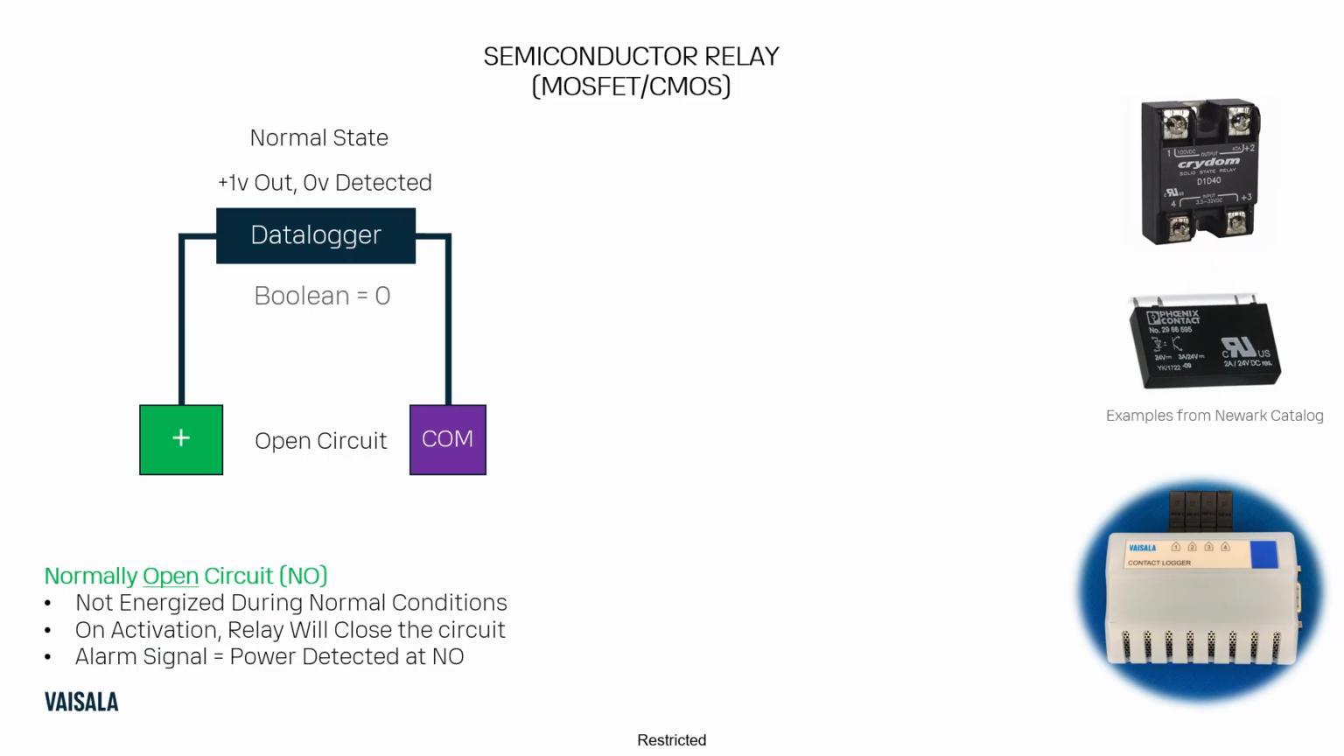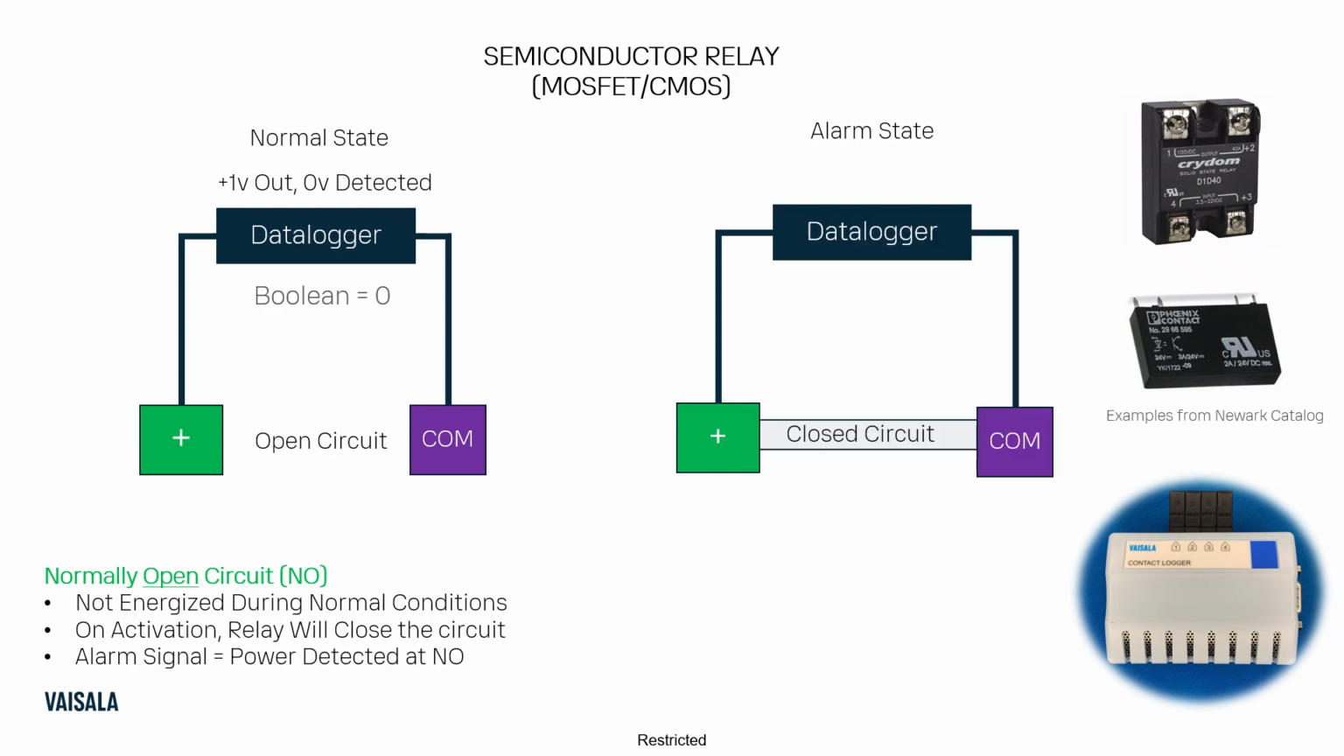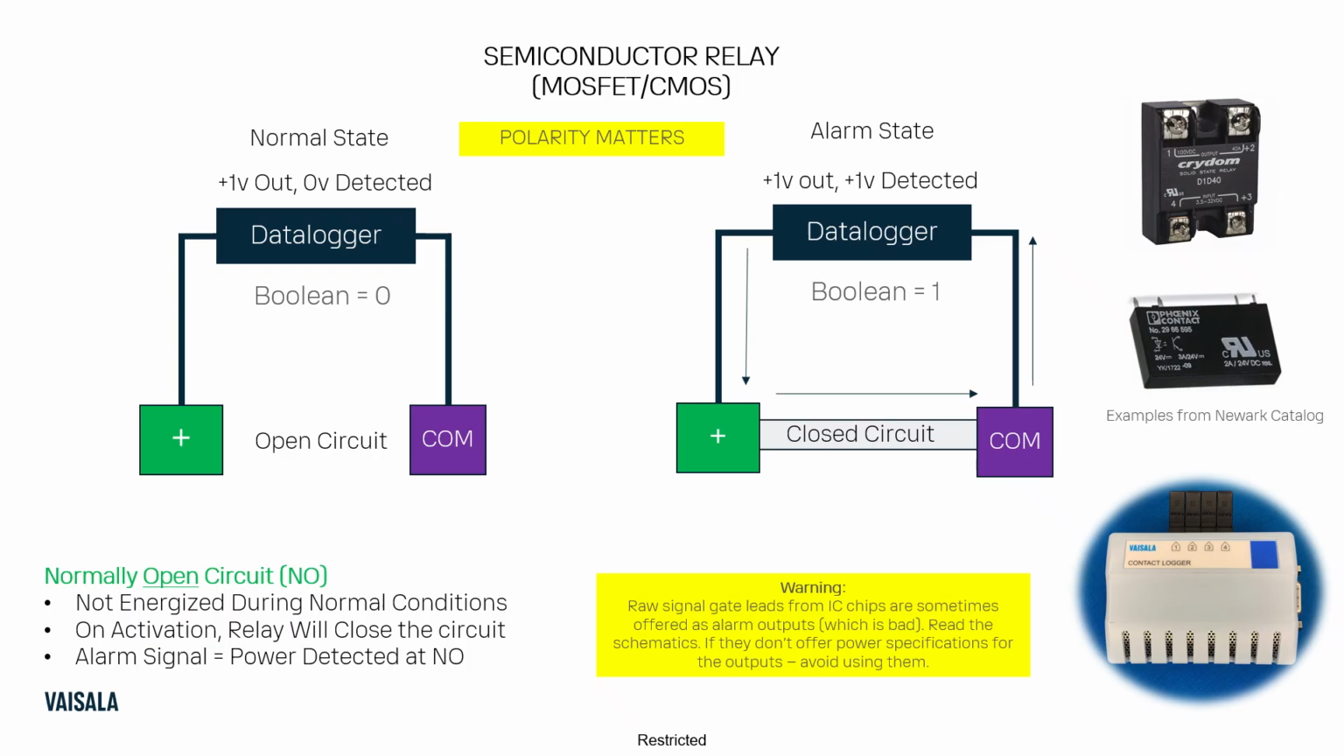So under these conditions, when you send 1 volt out, it's an open circuit, so you get a Boolean of 0 coming back at 0 volts. And in the alarm state, the contacts are closed, and you get 1 volt out, 1 volt back, and it's a Boolean of 1. And as I said, the polarity matters.